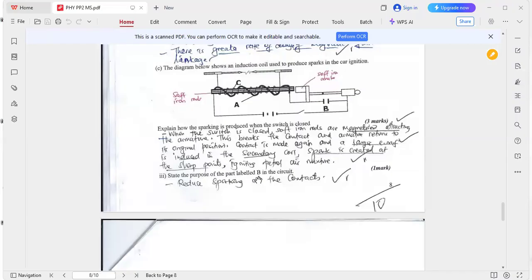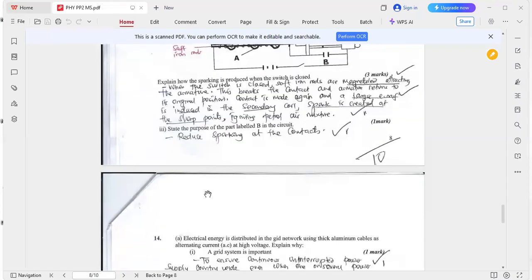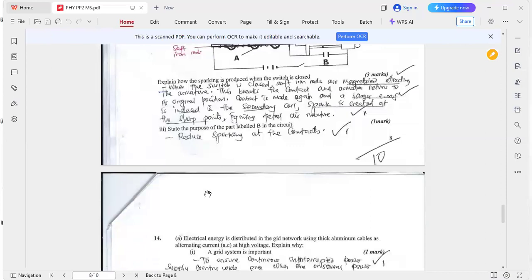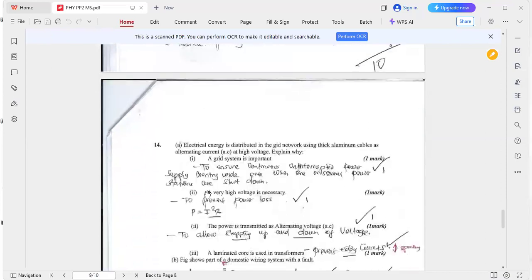State the purpose of B. B is a capacitor, and it's used to reduce the sparking at the contacts. Don't say prevent, say reduces sparking at the contacts.